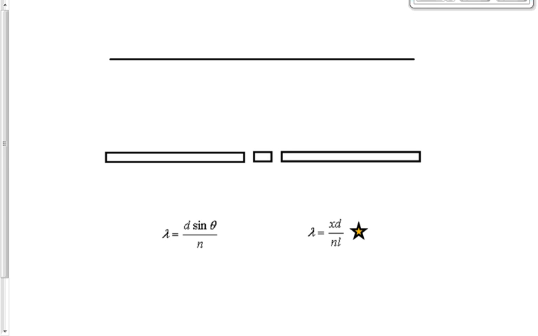Waves bend. Light bends when it goes from one medium to another because it changes speed, and changes direction as a result of that. But when it goes around a barrier or through an opening, it also spreads out around that barrier or around that opening.